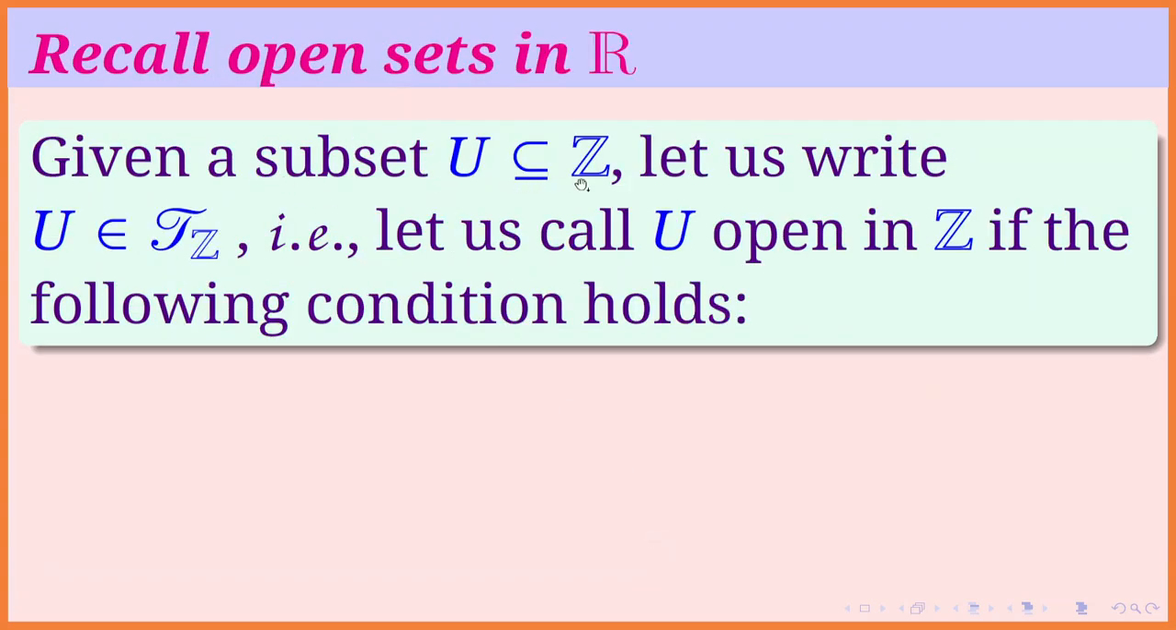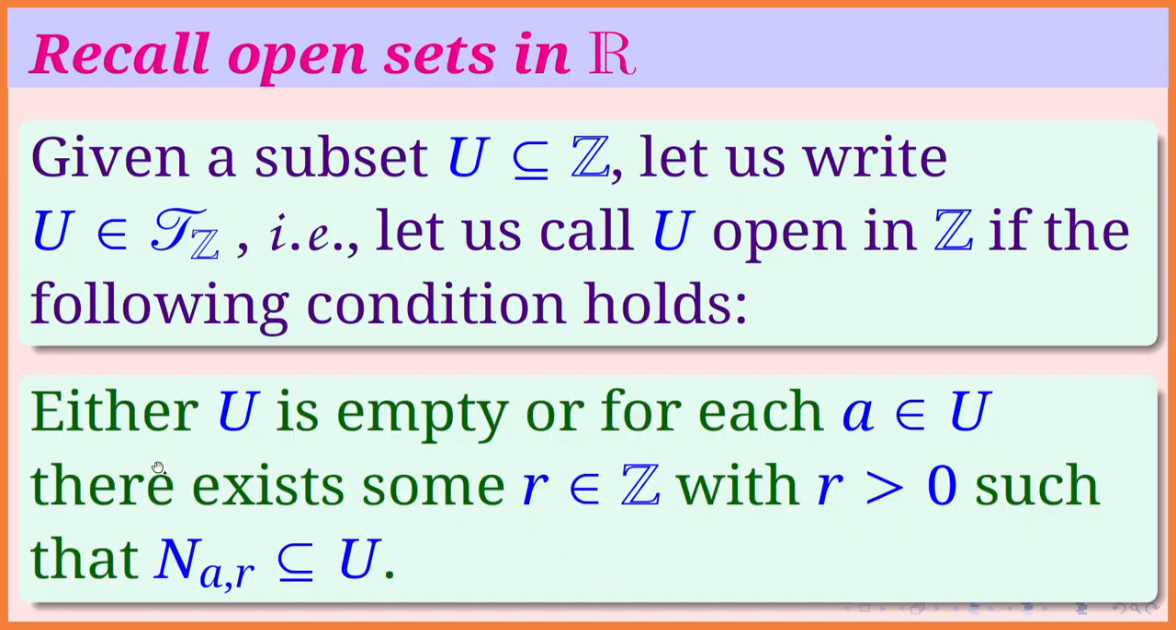Given a subset U of Z, let us write U belongs to Tz, that is, let us call U open in Z, if the following condition holds. The condition is either U is empty or for every a in U, U contains a neighborhood of a. That means U contains some N_{a,r}.